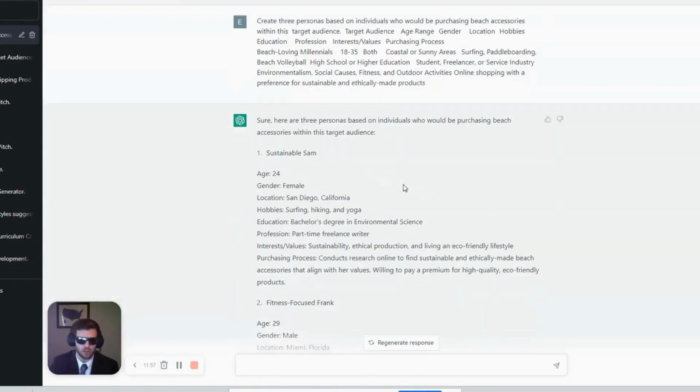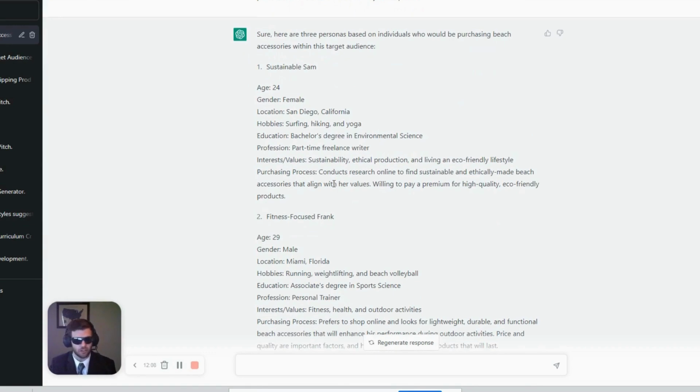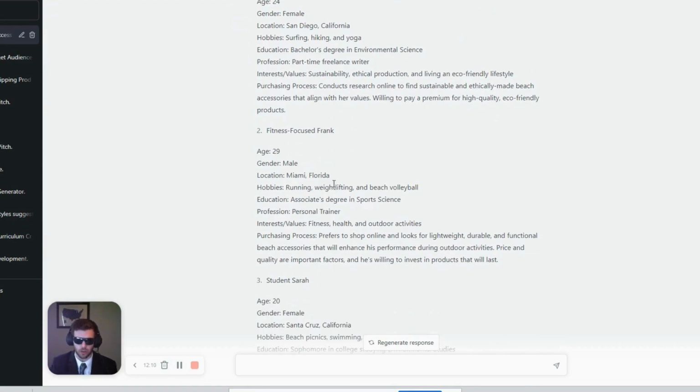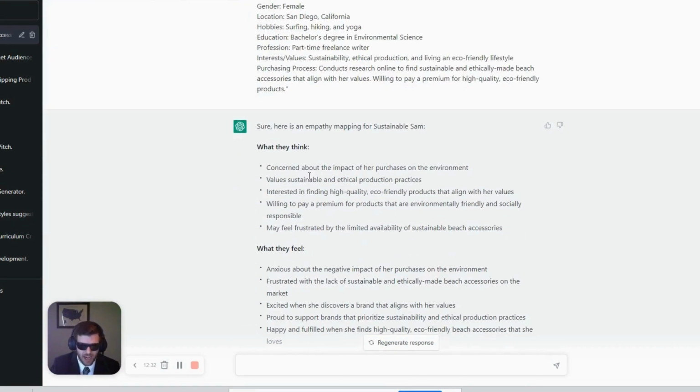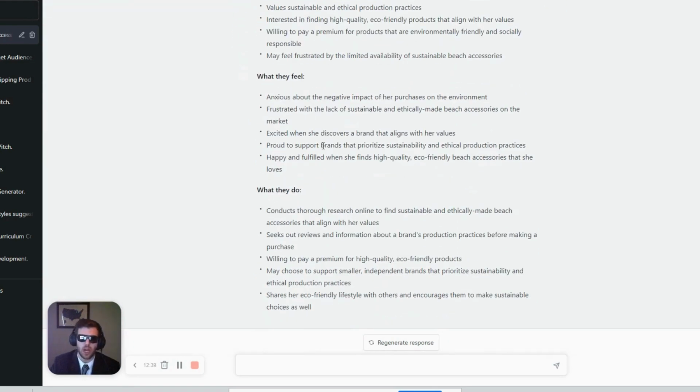So we're not just going out there and saying buy our accessory because we think it looks cool. It's saying, well, what is the accessory that Sustainable Sam, who's 24, living in San Diego, likes surfing, hiking, and yoga, what is she looking for? It pays to get inside of their mind, and ChatGPT is a really, really efficient way to do that.